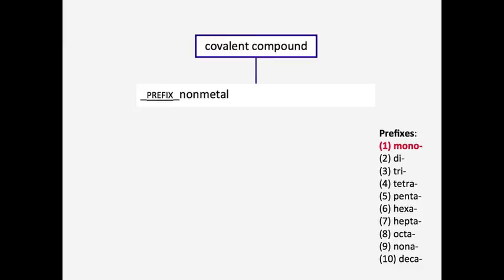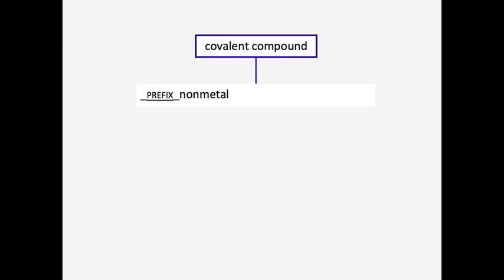The mono prefix should not be used on the first nonmetal, but always attach a prefix to the second nonmetal, even if there is a single atom of it. To name the second nonmetal, attach the numerical prefix to the nonmetal's root and attach the suffix ide to it. You will notice that this protocol is similar to the non-acidic class of ionic compounds with monatomic anions, except numerical prefixes are added. Here's an example, N2O3.